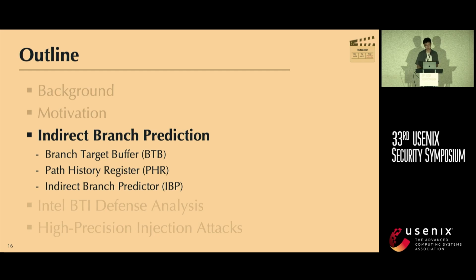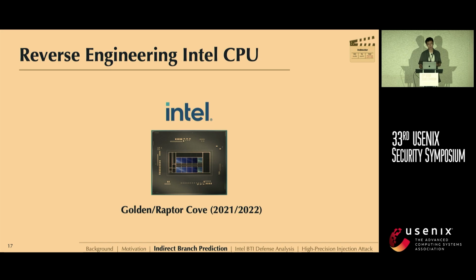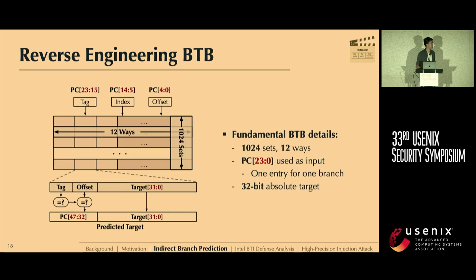Next, I'll show how we reverse engineered the indirect branch predictor. We take Intel's Golden Cove microarchitecture as an example. We first confirm some BTB details. The BTB has 1K sets, each with 12 ways, and only PC is used as input, so each branch only owns one entry. And BTB only stores a 32-bit target. It needs to concatenate the PC and the target to output prediction.